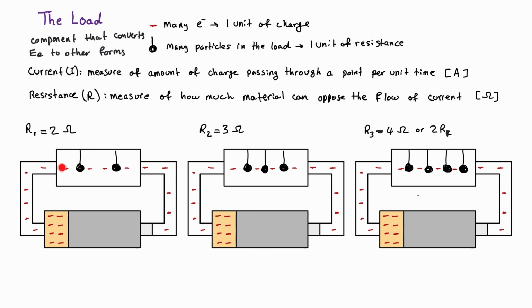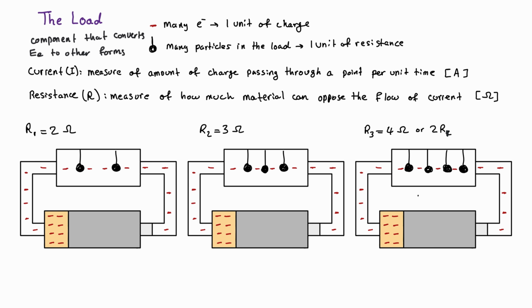So if they bump into two things versus three things versus four things, which one do you think will have a slower set of electrons or charges moving? Well, it would be the one with the most amount of traffic, because this resistance again is measuring how much this material can oppose the flow of current.